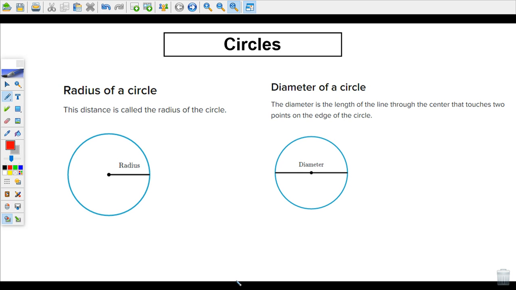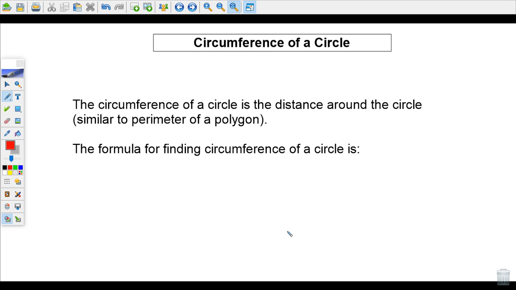Radius is from the center of the circle to the edge of the circle. Diameter is from one edge of the circle to another edge of the circle through the center. Very important, it goes through the center. So diameter is twice as big as the radius, or you could think radius is half the size of the diameter. Now let's talk about one measurement of a circle called the circumference of a circle.